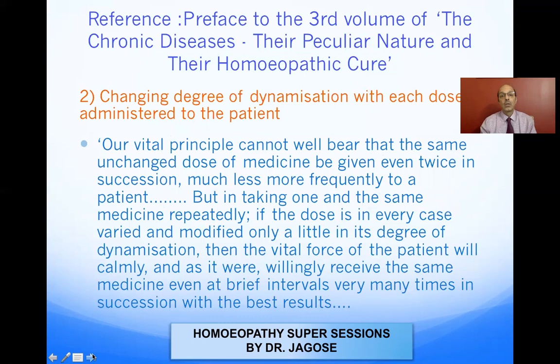Now, regarding this point in chronic disease, Hahnemann says, our vital principle cannot well bear the same unchanged dose of medicine to be given even twice in succession, much less more frequently to a patient. But in taking one and the same medicine repeatedly, if the dose in every case is varied and modified only a little in its degree of dynamization, then the vital force of the patient will calmly, as it were, willingly receive the same medicine, even at brief intervals, very many times in succession with the best results.